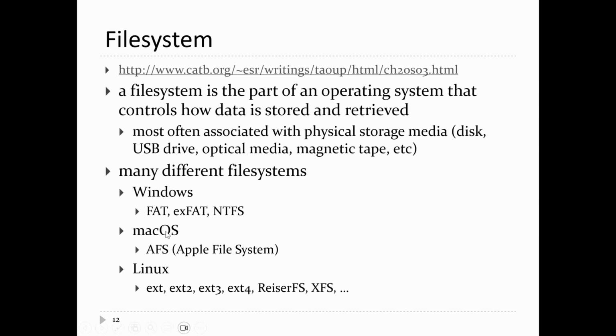Mac OS has its own file system called, not surprisingly, the Apple file system. Linux has a whole host of file systems. There's dozens: ext, ext2, ext3, ext4. Most installations like Ubuntu, something that's easy for people to use, probably use ext4. There is a file system called ReiserFS, although this isn't being used so much because Reiser is in jail. XFS is another common file system, and there are many, many other file systems.